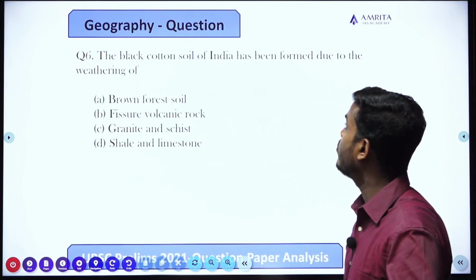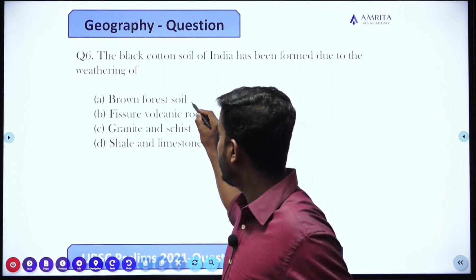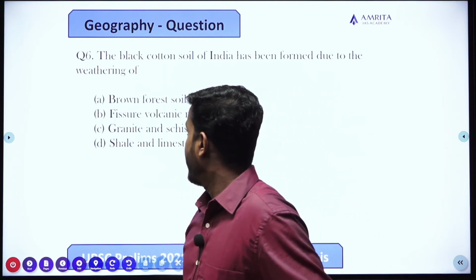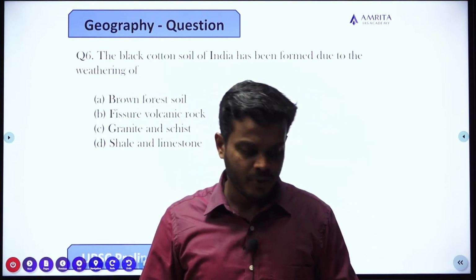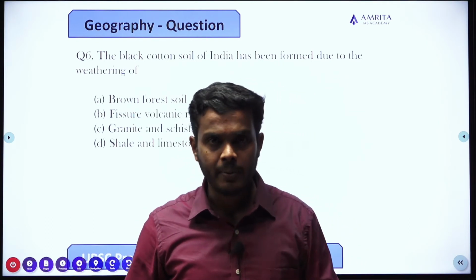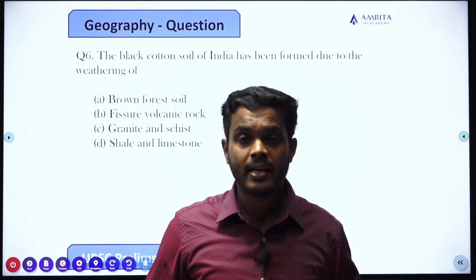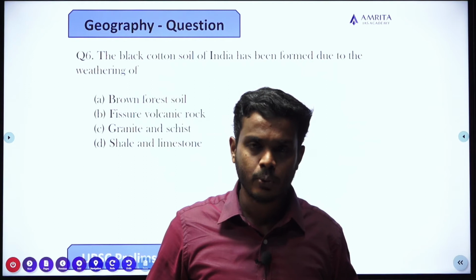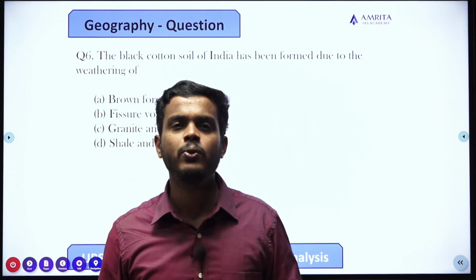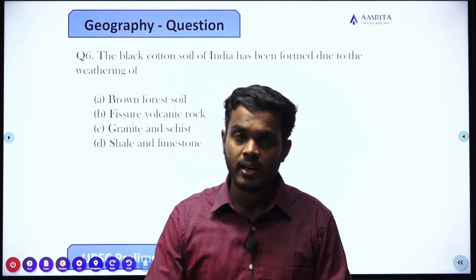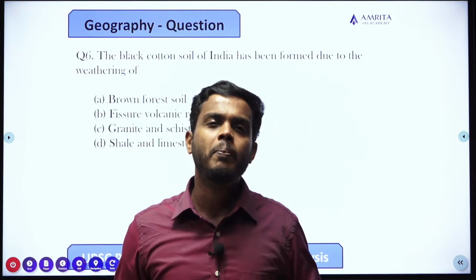The black cotton soil of India has been formed due to the weathering of brown forest soil, fissure volcanic rock, granite and schist, shale and limestone. Now we know that India has so many soil types like alluvial soil, black soil, laterite soils, red and yellow soil, forest soils. All these soils are formed due to different reasons. The alluvial soils are deposited by the rivers flowing from the Himalayan region. Now, what about the black soils?